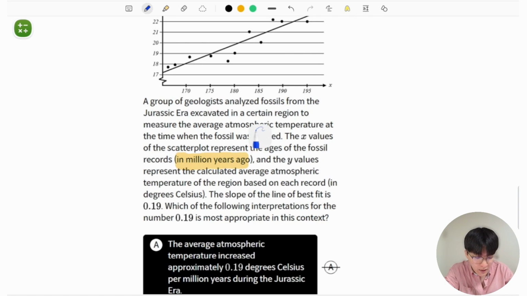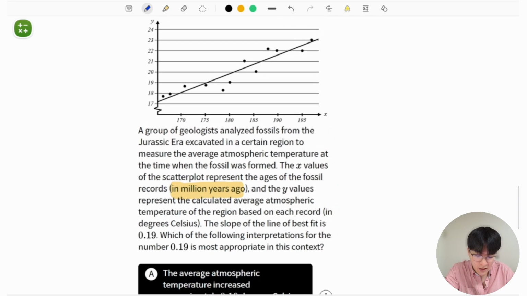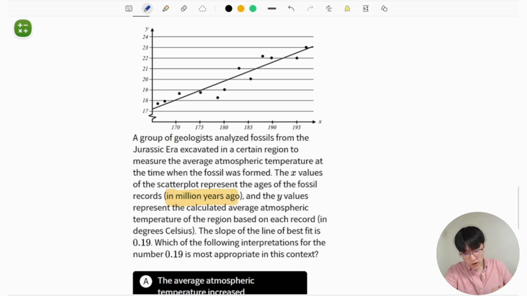Let's just highlight that. And the Y value represents the calculated average atmospheric temperature of the region based on each record in degrees Celsius. The slope of the line of best fit is 0.19. Which of the following interpretations for the number 0.19 is most appropriate in this context? So, what does slope mean? Basically, slope means every time we move x 1 to the right, that means we increase by 0.19.